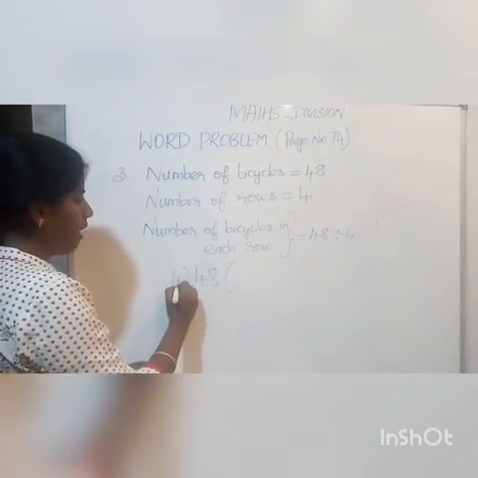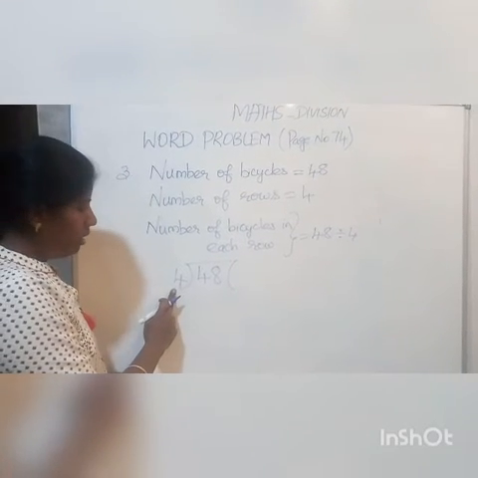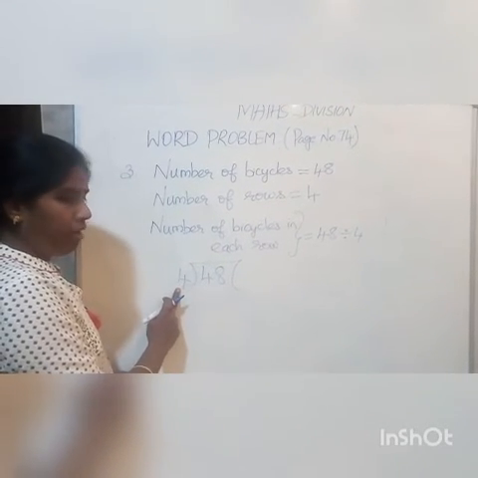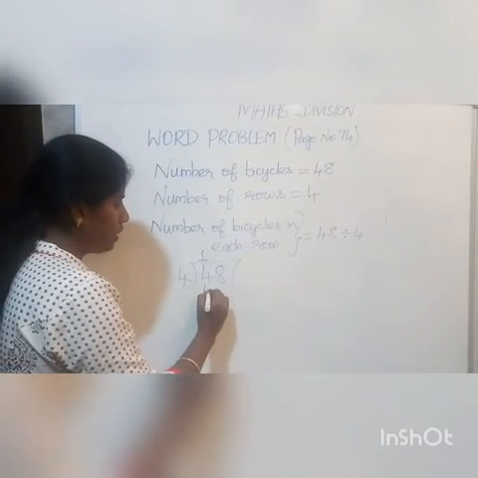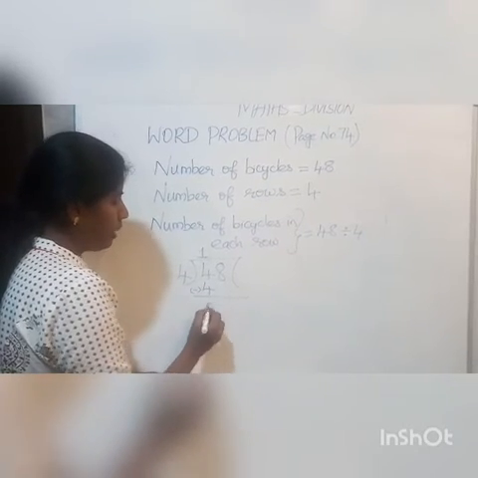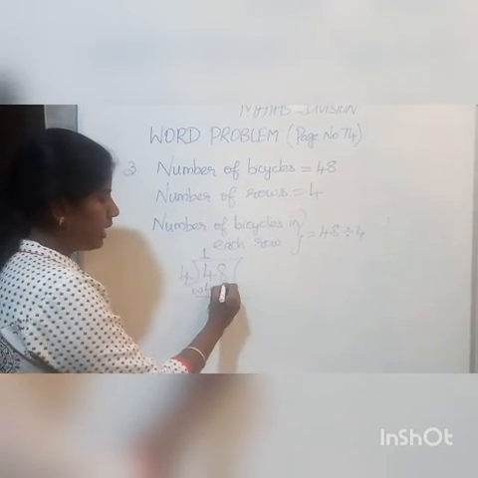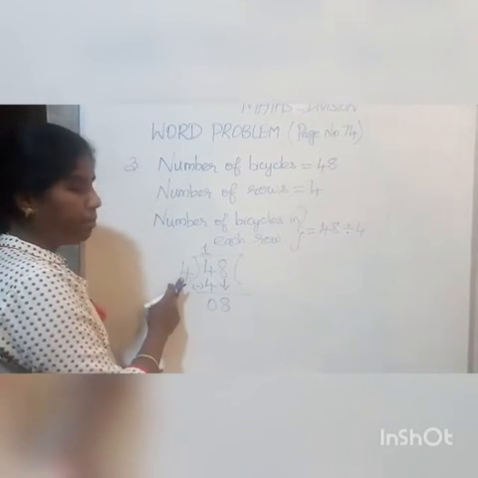48 divided by 4. So first we need to take the first number and divide it by the divisor. So 4 divided by 4 is 1. So 1 times 4 is 4. We will subtract and then write 4 minus 4 is 0. The next step is bring down the second number. So 8 divided by 4.